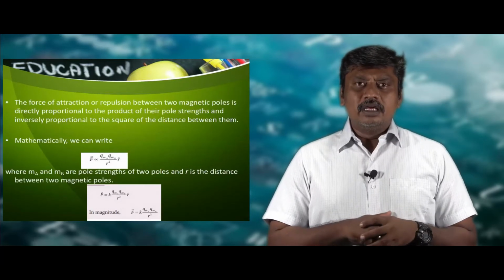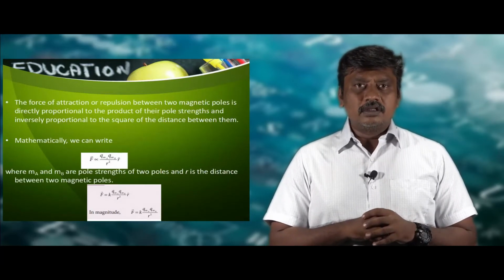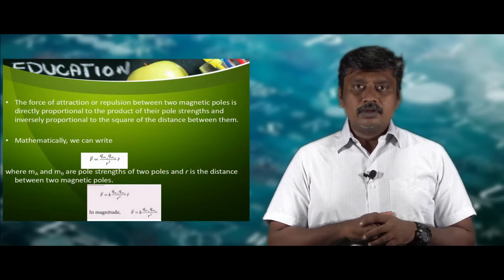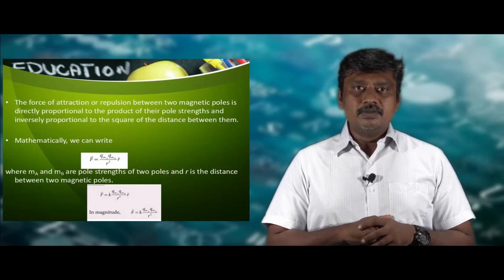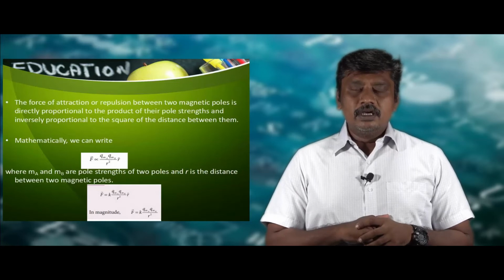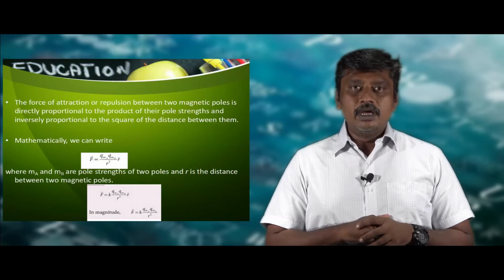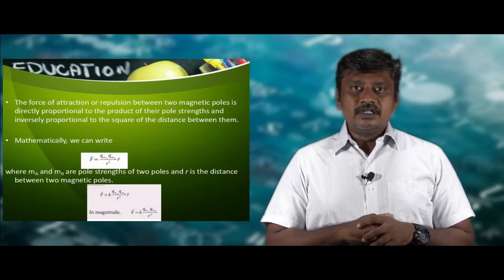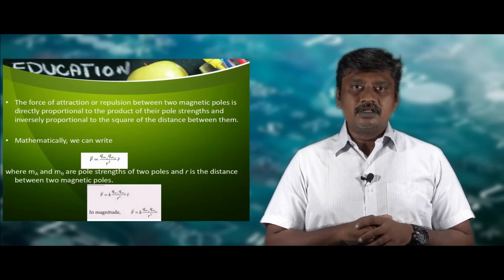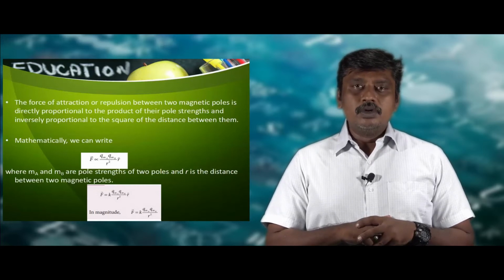Now we can extend this. The force of attraction or repulsion between the poles of the magnet is directly proportional to the product of the pole strengths and inversely proportional to the square of the distance between the two poles. That means F is directly proportional to QMA into QMB divided by R square into R cap, where QMA and QMB are the pole strengths. So this resembles Coulomb's law for static charges.